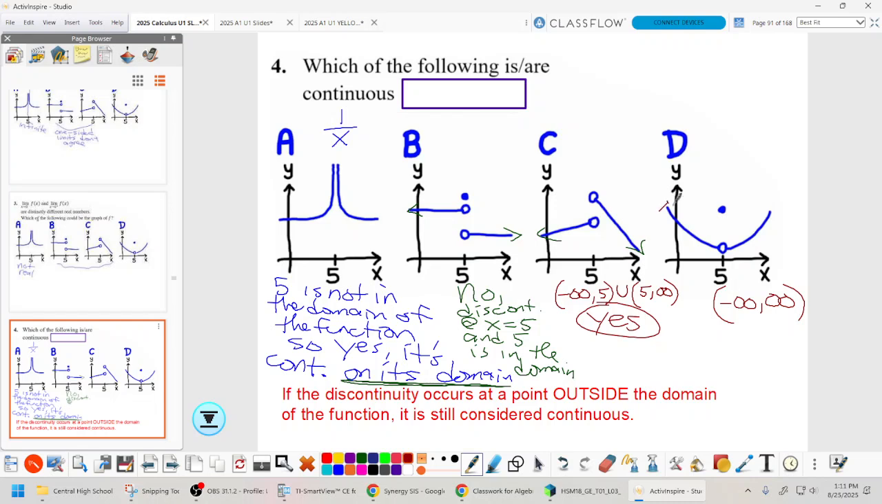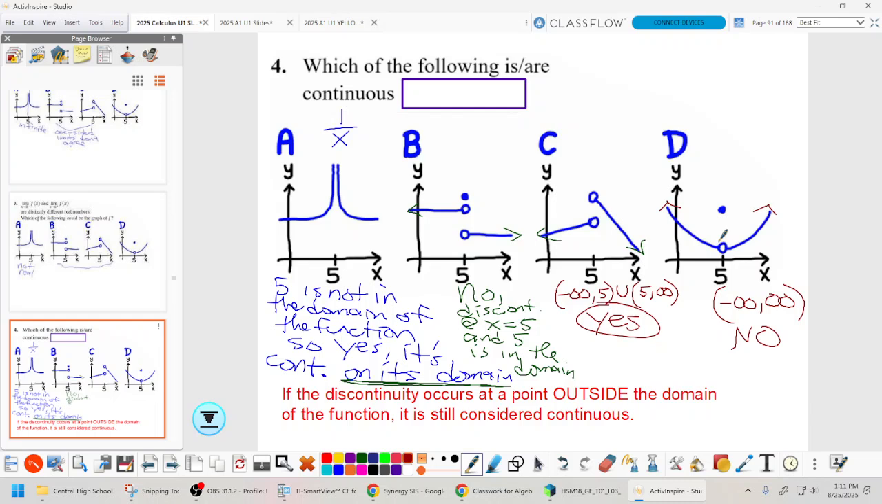So this domain is negative infinity to infinity because we do not exclude 5. So is it continuous on its domain? No. Because 5 is included, but it jumps right there, or it has a hole. Let's use that language. It has a hole there, okay? Is this confusing a little? Or are you doing okay with it?